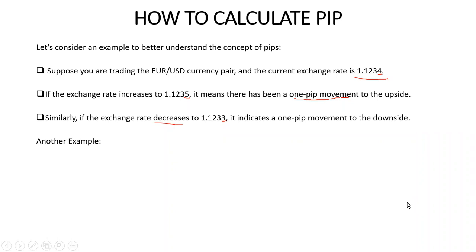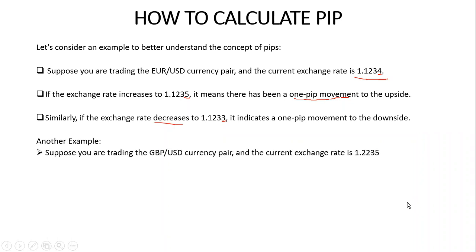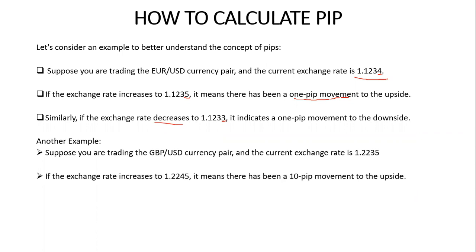Now let's take another example. Suppose we are trading the GBP USD currency pair and the current exchange rate is 1.2235. Now, if the exchange rate increases to 1.2245, it means there has been a 10 pip movement to the upside.